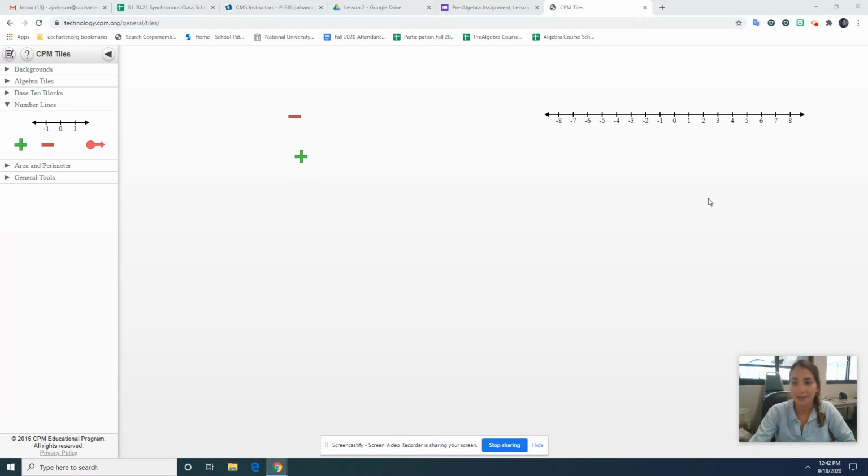So if you imagine that you're on the number line and you start at 0 and you plus 1 and then minus 1, you end up at 0. It's like you haven't moved at all. So a plus and a minus cancel each other out.